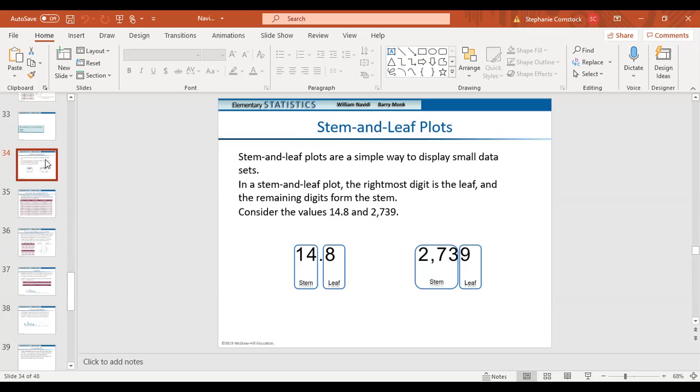Another way is if the data is larger, where we have a set that has 27, 39. We actually let the front part be the stem, and again the leaf is only going to be a single digit. And so we have this particular set.